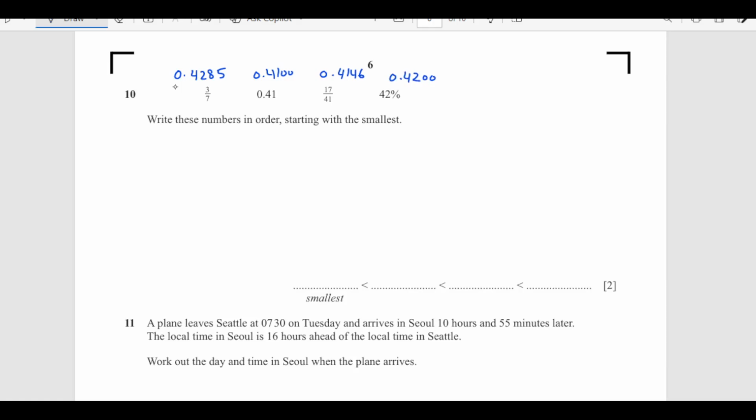Now which is the smallest one here? As you see, this is the smallest number, 0.4100, because we look at the decimal part, and the whole part is 0 in everything, so it's not going to make the difference. Then the second one is here 3 and then 4. So make sure you write the original number that is given to you. This is 0.41, 17 over 41, 42%, 3 over 7, right? So this is how you are going to complete this one.